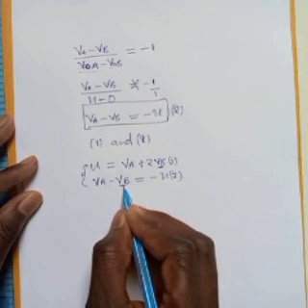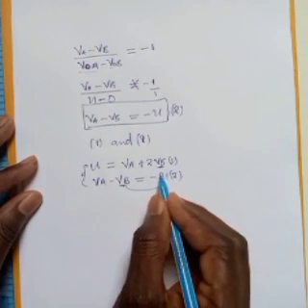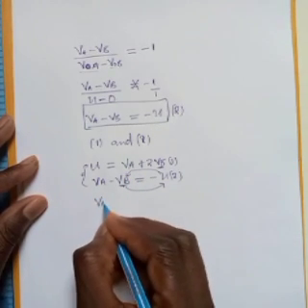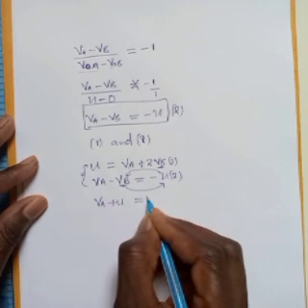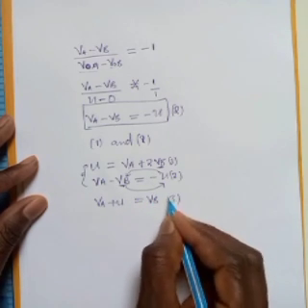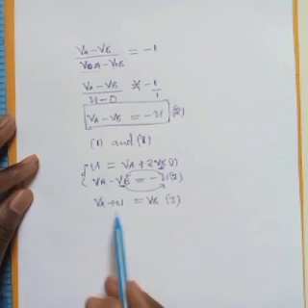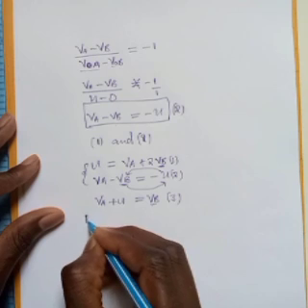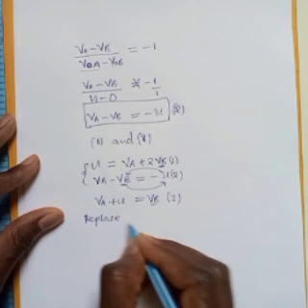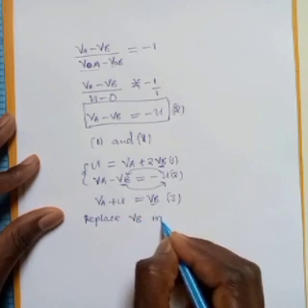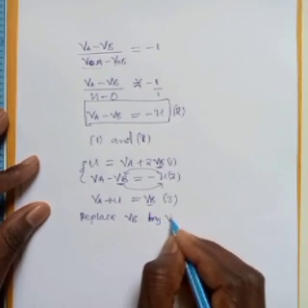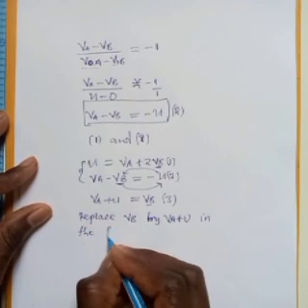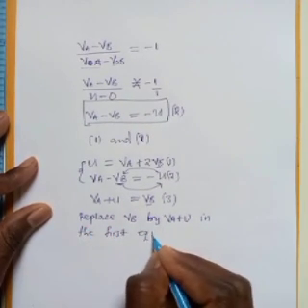So if I make this the subject of formula, I'll just move it to the other side, and this one will come and replace its place. You will find that this is going to be VA plus U is equal to VB. This becomes my third equation. Now you have to make sure that you replace VB in the first equation by VA plus U.